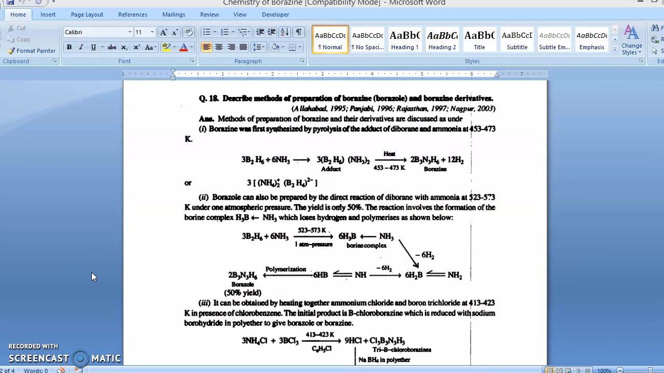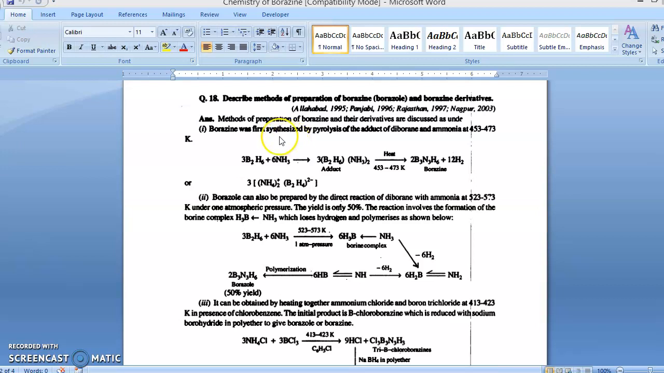Today I am going to talk about the chemistry of Borazine. So Borazine is basically a compound of boron atom. Now I am going to teach about the preparation of Borazine and their properties and the structure.